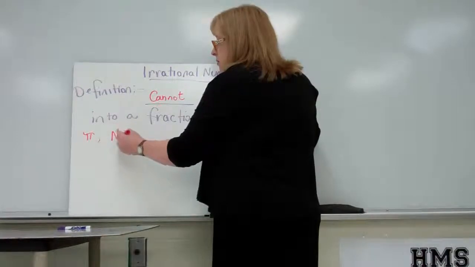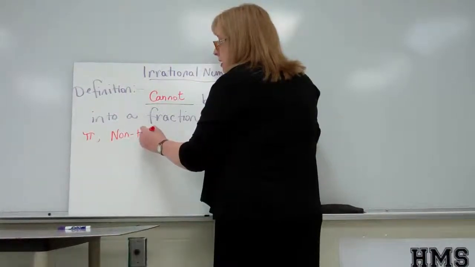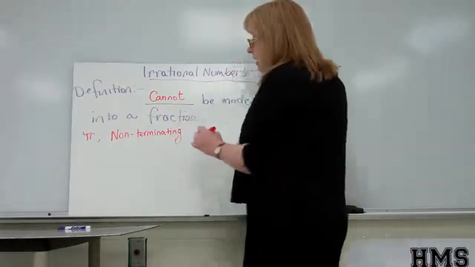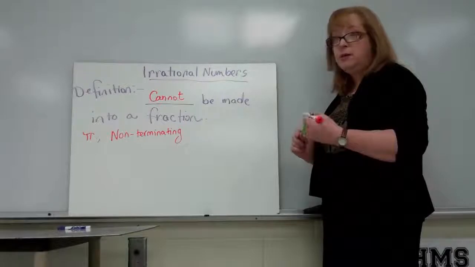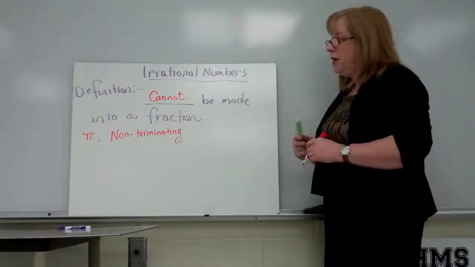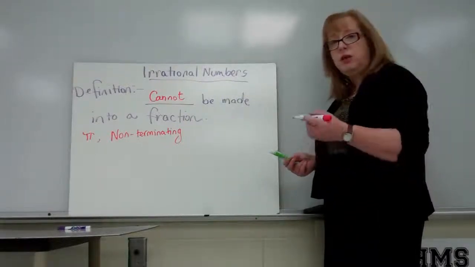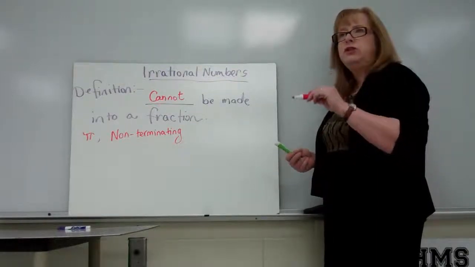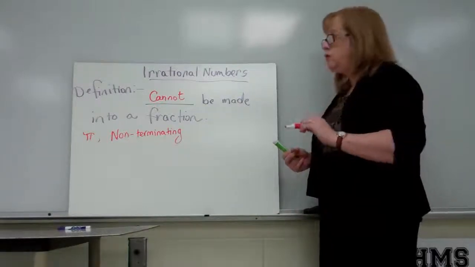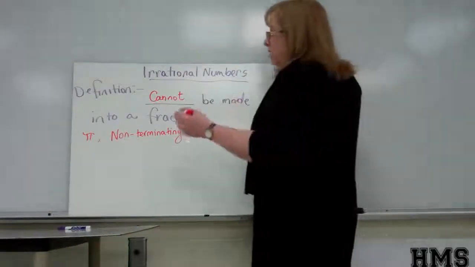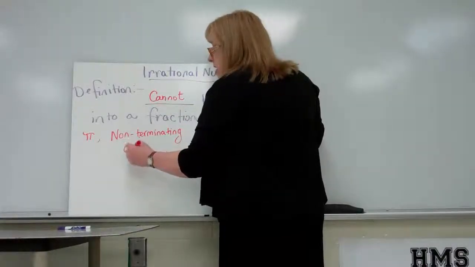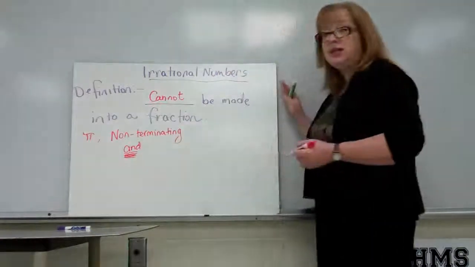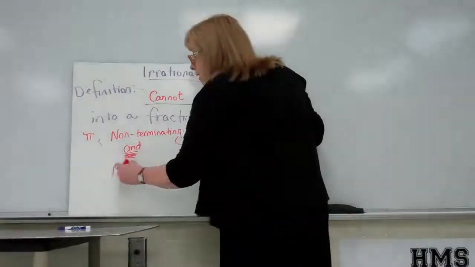It's going to be a decimal that is non-terminating. Remember, I just said that 0.25 is a terminating decimal, and it can be made into a fraction of 1/4. But non-terminating is not enough because 0.33333, 0.11111 repeating, 0.25252525, all of those are repeating, and they can be made into fractions. So it has to be, and I underline that a lot, both of these: non-repeating.